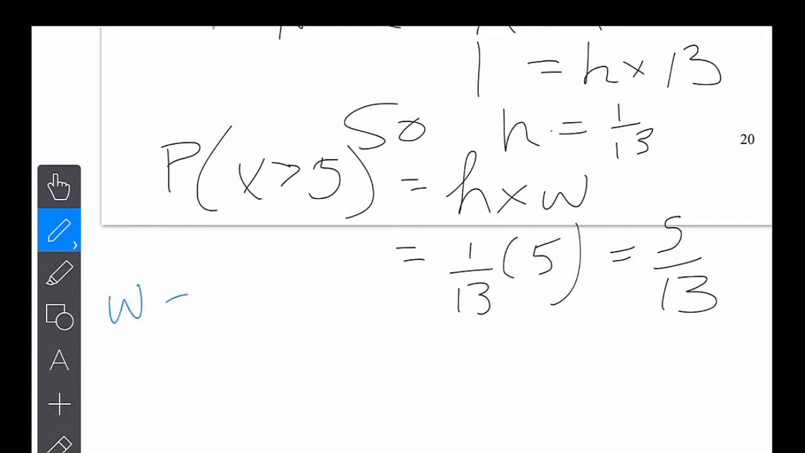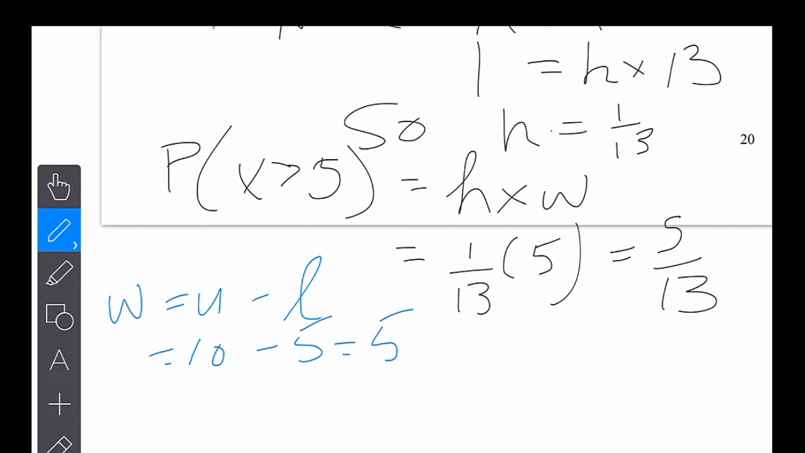So the area equals height times width. Height is 1/13 and width is, oh, that's not what I meant to do. Width is not equal to height times. I fell asleep for a second there. Width is equal to upper minus lower of the blue area. The upper is 10 and the lower is 5. So the width is 5. That's how I got the width for the blue area.